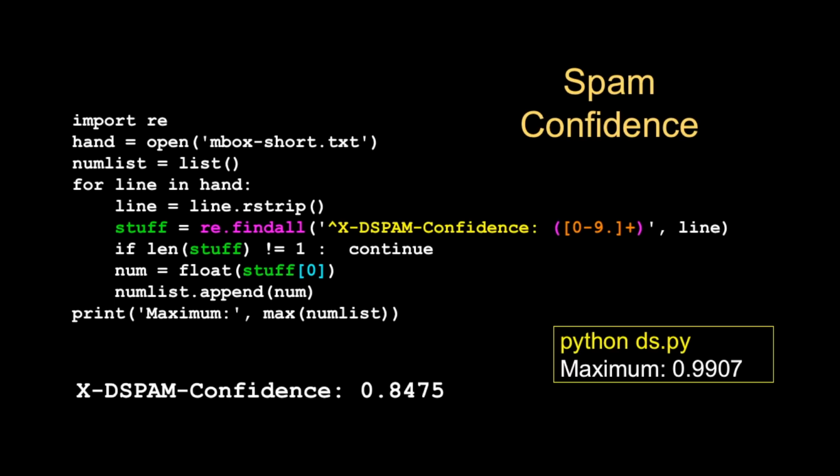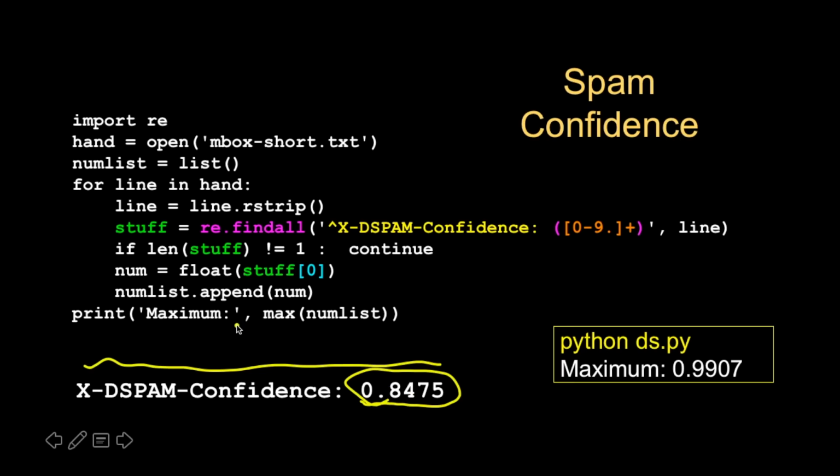So here is a simple program where we're going to put all this together and actually accomplish something. We're going to read through and look for lines in a file that have this form. We're going to extract this number, convert it to a float, and compute the maximum.